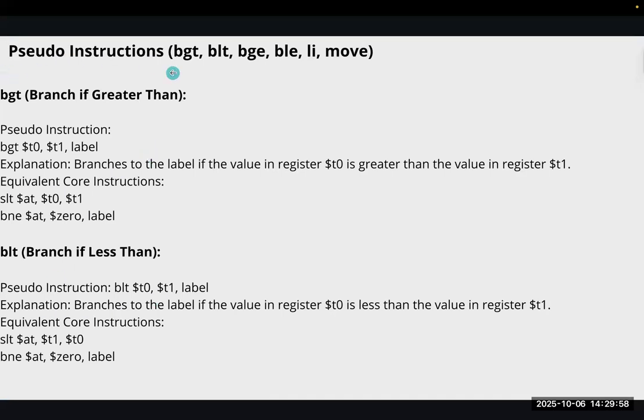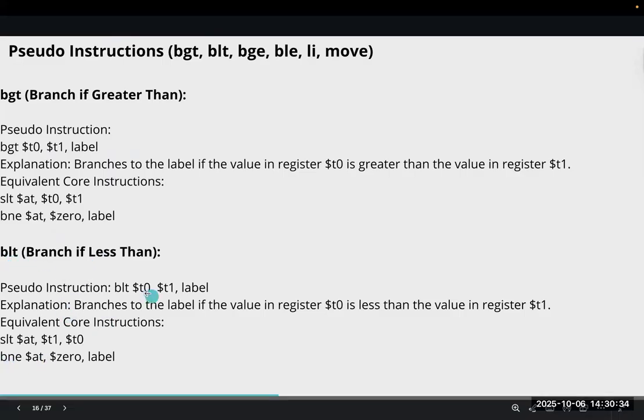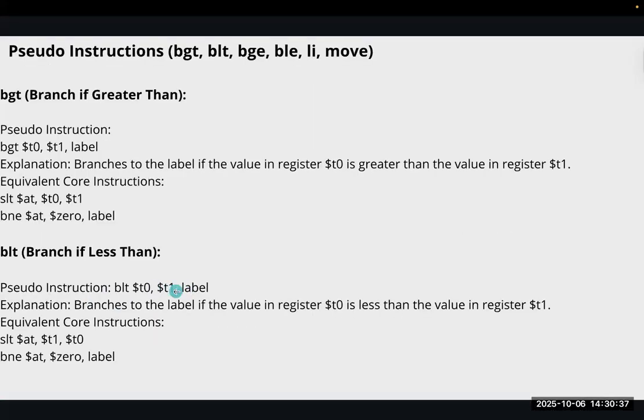Okay. Moving on to pseudo instructions. Pseudo instructions are a combination of two instructions. Let's look at the first one, BGT, branch if greater than. BGT is constructed using two instructions, SLT and BNE. If T0 is greater than T1, it goes somewhere. So the only original instructions are BNE and BEQ. Everything else is pseudo instructions. BLT is branch less than. If T0 is less than T1, it goes to the label.